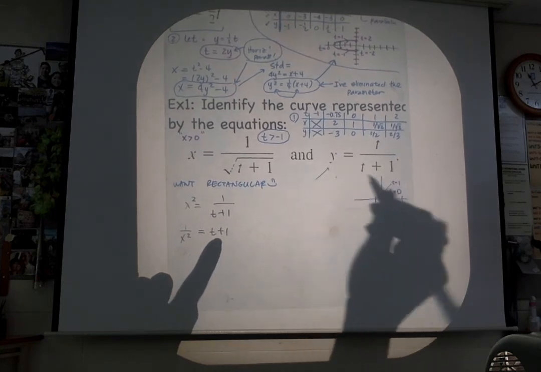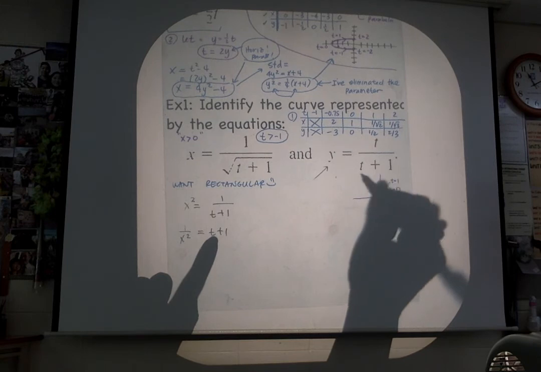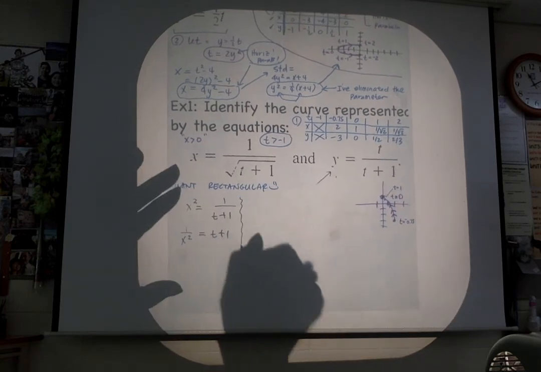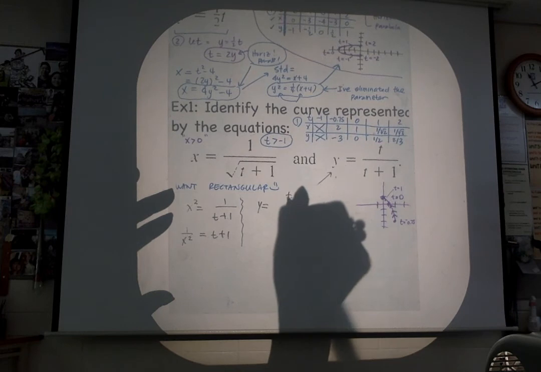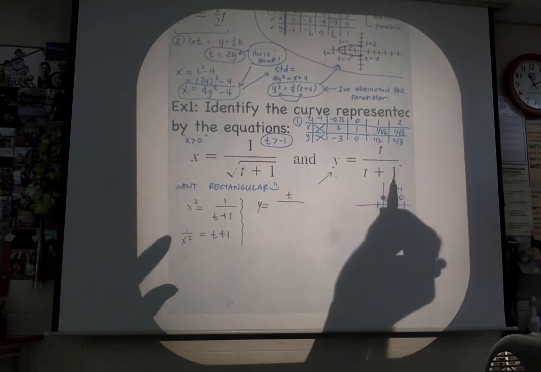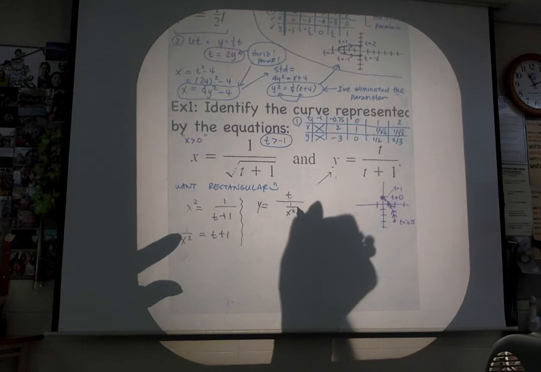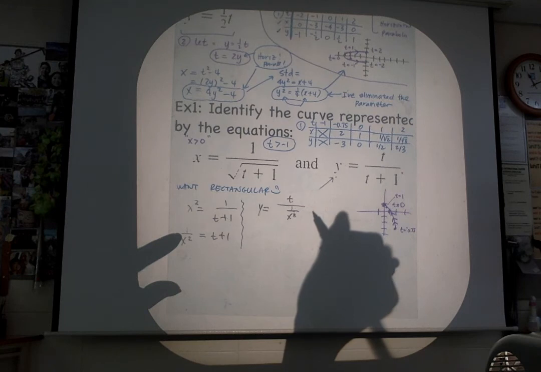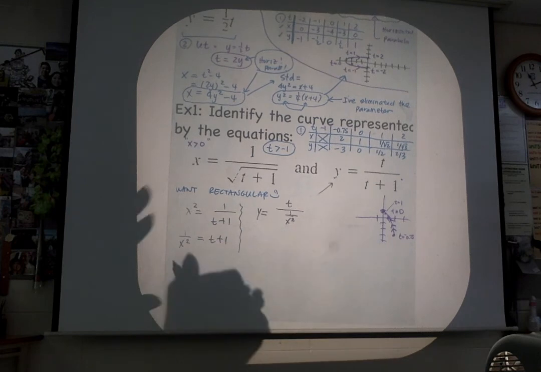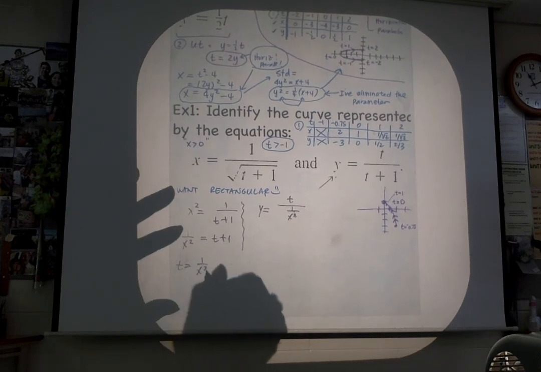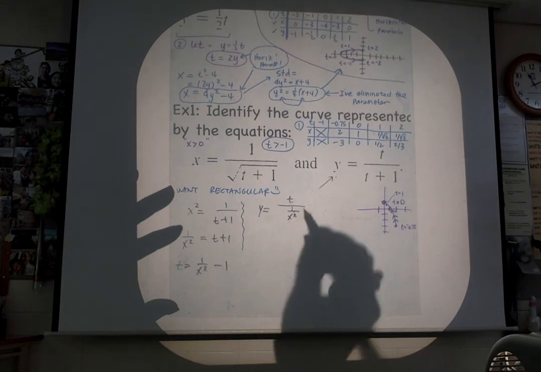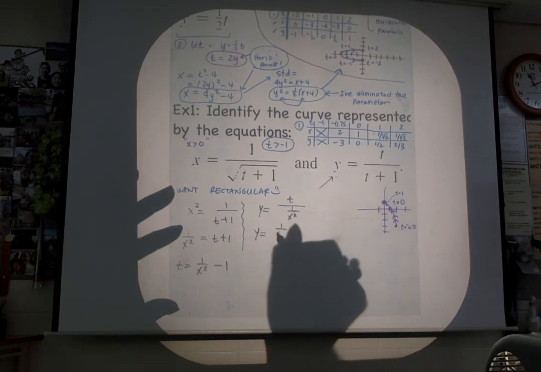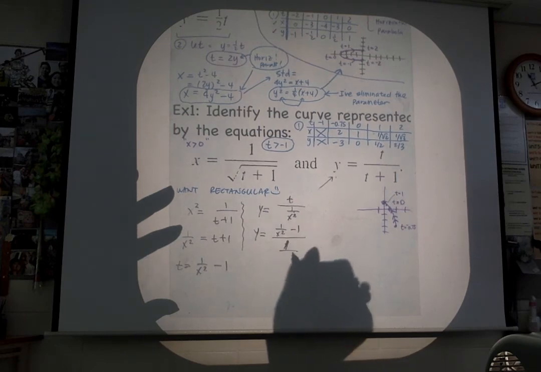I see here that y is equal to t over t plus 1. But wait, I have a t plus 1 here. So if I wanted to, I can do this. y is going to equal t over, instead of t plus 1, I'm going to replace it with 1 over x squared. But what's t then? That means t is going to equal 1 over x squared minus 1. So let's replace t too. 1 over x squared minus 1 all over 1 over x squared.